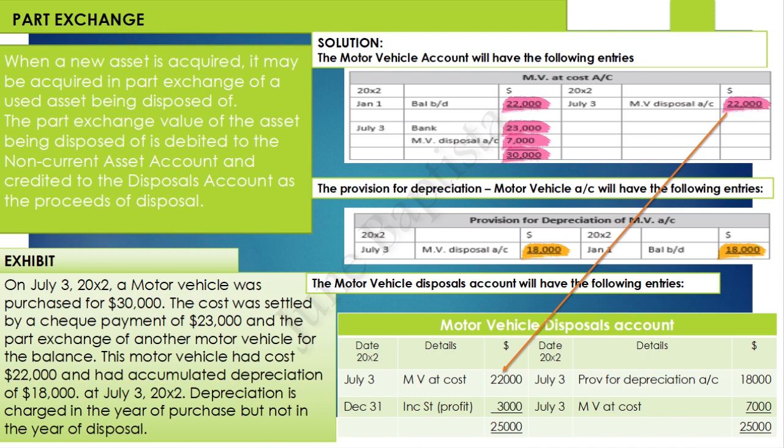Let's look at the credit side of the motor vehicles disposals account. Accumulated depreciation is $18,000 on the 3rd of July, and the part exchange of the motor vehicle $7,000. On balancing the disposals account, you will notice that there is a profit on disposal of $3,000.